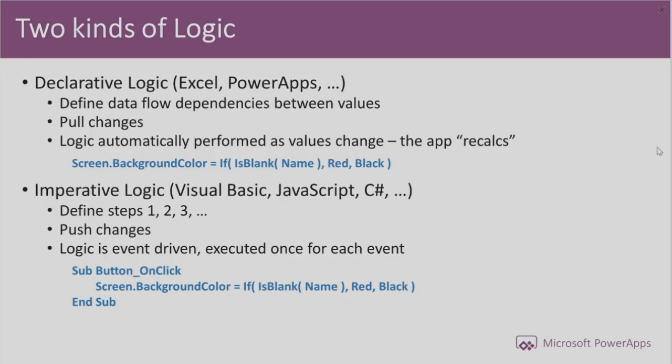The other kind of logic is imperative logic, and this is what we are accustomed to using. Visual Basic, JavaScript, C#, all the traditional programming languages are, for the most part, imperative, where they'll say, on click, go do these things in this order, in this sequence. And they're being very prescriptive about, I want you to do these things, I want you to do them right now, and the author of that app is taking responsibility to make sure that's well optimized for the experience.